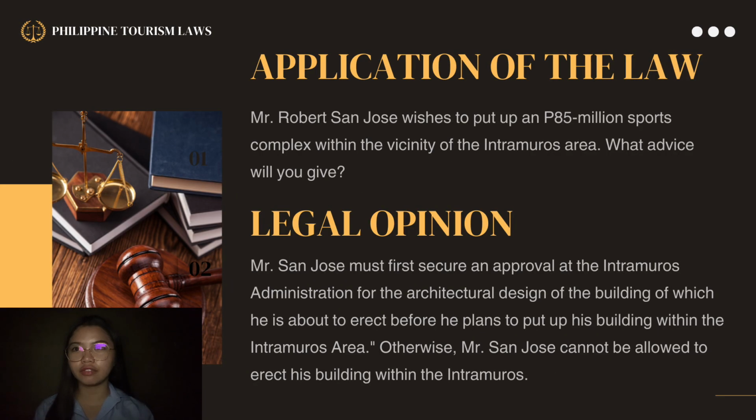So, an application of the law: Mr. Robert San Jose wishes to put up an 85 million peso sports complex within the vicinity of the Intramuros area. What advice will you give? For legal opinion, Mr. San Jose must first secure an approval from the Intramuros Administration for the architectural design of the building which he is about to erect before he plans to put up his building within the Intramuros area. Otherwise, Mr. San Jose cannot be allowed to erect his building within the Intramuros.